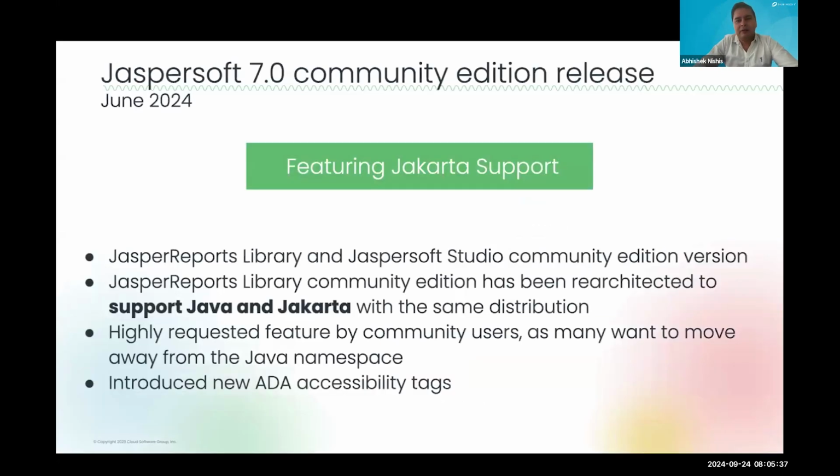All right, the 7.0 community release. This was a highly requested feature by the community. And the goal was to support both Java and Jakarta with the same community edition. This was vital for the community, and we plan to do the same for the commercial editions as well. We had some more features that were introduced as part of the community release, like ADA accessibility tags.